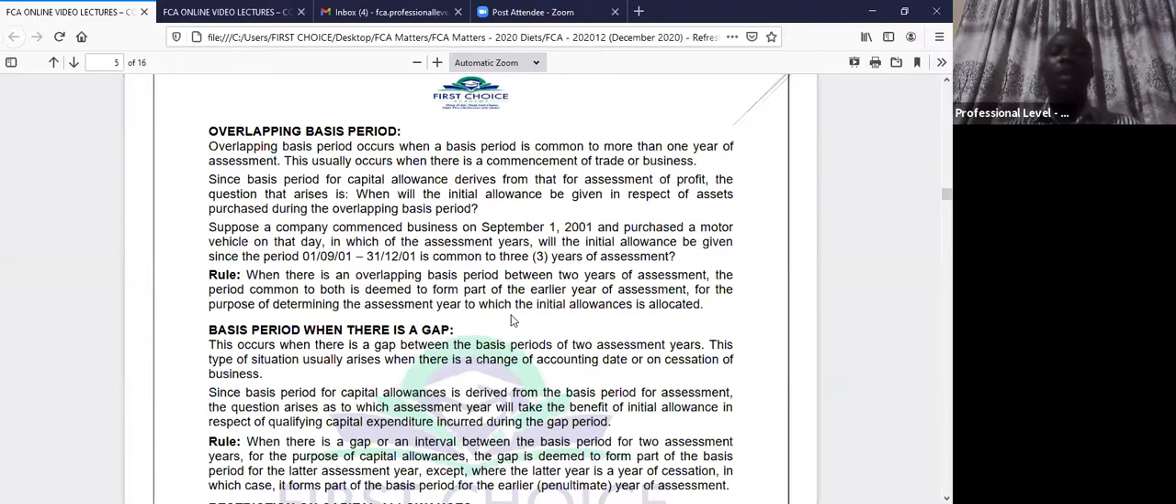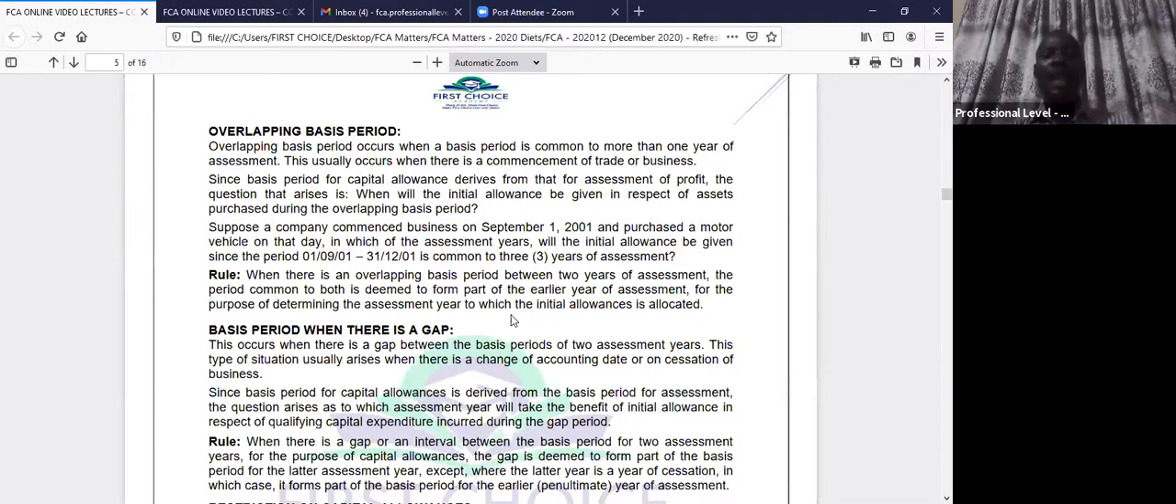Now, what is a gap? I said before that a normal basis period moves like a chain. When one period ends, another period takes the baton from the first period and continues the race. But when there is a gap, it means some months will pass before another basis period occurs. This usually happens in change of accounting date. Let's say you change your accounting date from a particular month end to another month end. By the time you are transiting to the new accounting date, you find out that there will be a gap from one end to the other. It could be 1 month, 2 months, 11 months, sometimes 15 months. There will be a gap.